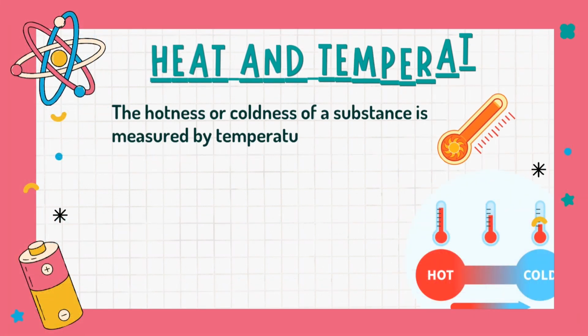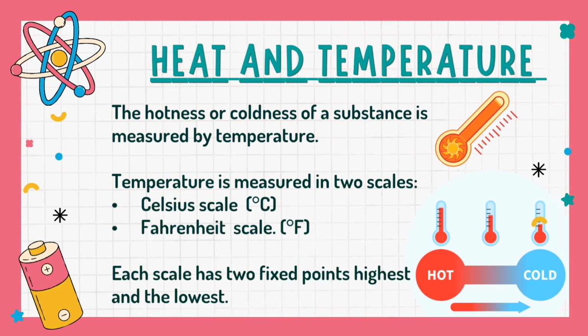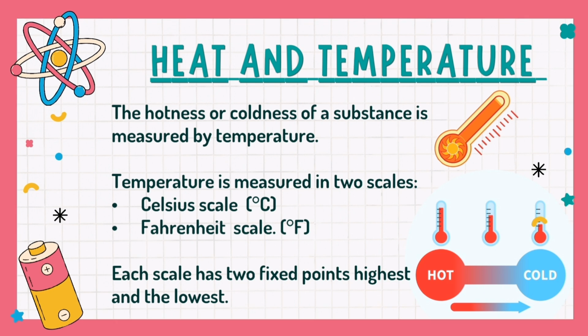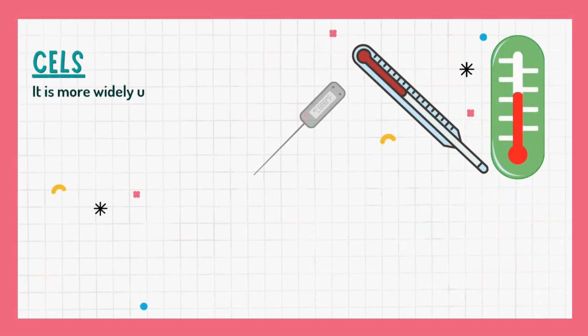Heat and temperature. The hotness or coldness of a substance is measured by temperature. Temperature is measured in 2 scales, the Celsius scale and the Fahrenheit scale. Each scale has 2 fixed points, the highest and the lowest.